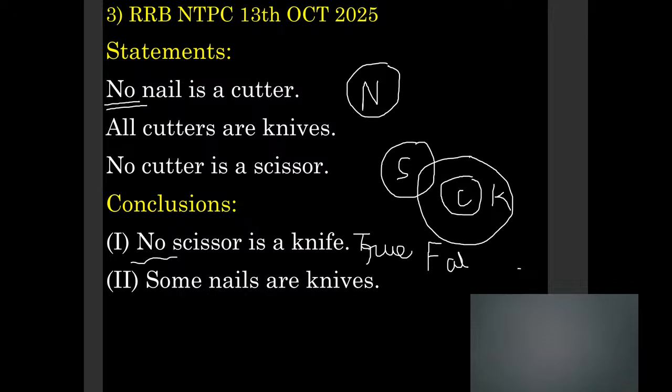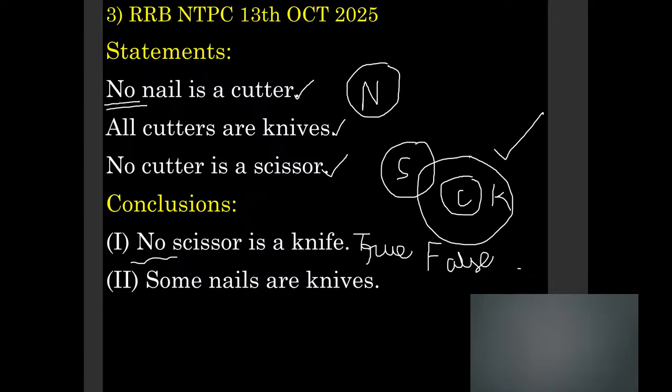So we should check whether the diagram is correct or not. Let us go through the statements. First one, no nail is a cutter. That is correct, because they are not intersecting. Next, all cutters are knives. Again, the cutter circle is inside the knife circle, so this is also correct. No cutter is a scissor. Scissor and cutter circles are not intersecting, so this is also correct. When all the statements are correct, our diagram is also correct.